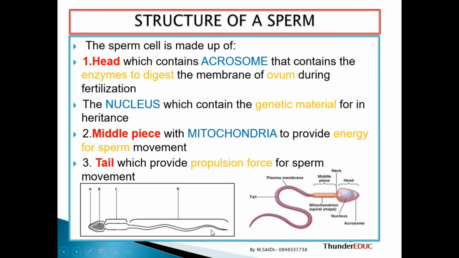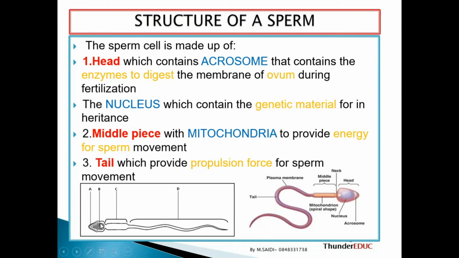So you have to know. When you bring questions, you can say, write down the adaptation of the sperm for locomotion. Now you talk about the tail, and then talk about the middle piece. The tail provides propulsion force for locomotion, and the middle piece provides energy for locomotion or for movement. So they are talking about adaptation of the sperm to carry out movement.